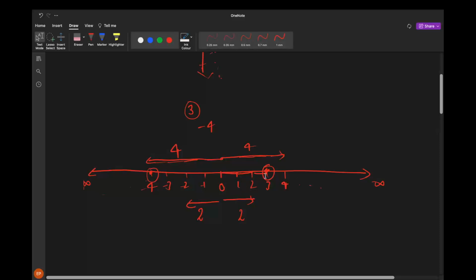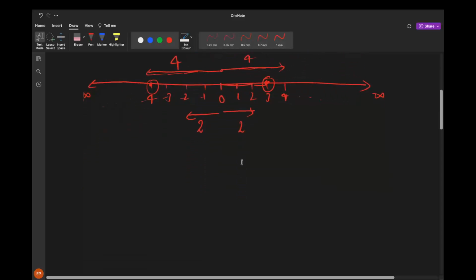Here you can observe that 4 is greater than 3, right? And 3 is greater than 2, right? 2 is greater than 1. Like that. As we go from left to right, the value increases. If you go from right to left, the value is decreasing, right? 4, 3, 2, 1, 0, -1, -2. Value decreases. This is the number line.